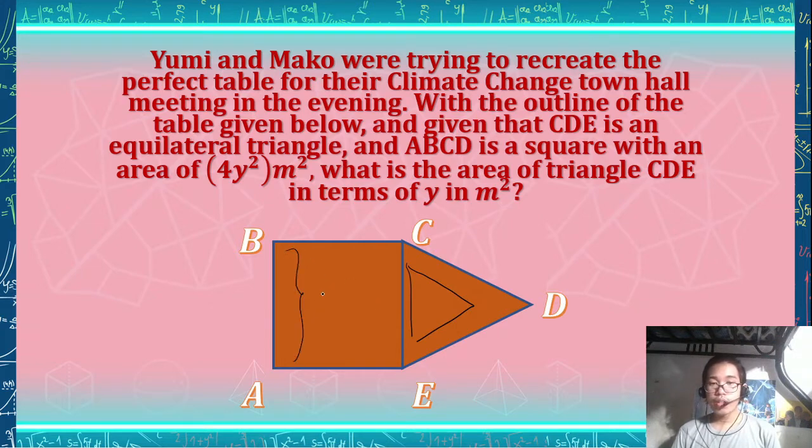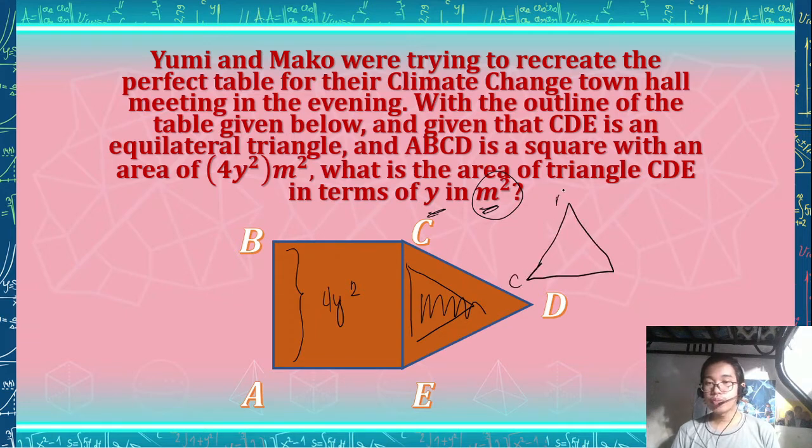It has an area of 4y squared meters. So what is the area of triangle CDE? Okay, for this question, in terms of y and in meters squared. Okay, so for this problem, guys, we need to find the area of triangle CDE. Okay, so if we're going to draw it here, this will represent triangle CDE.